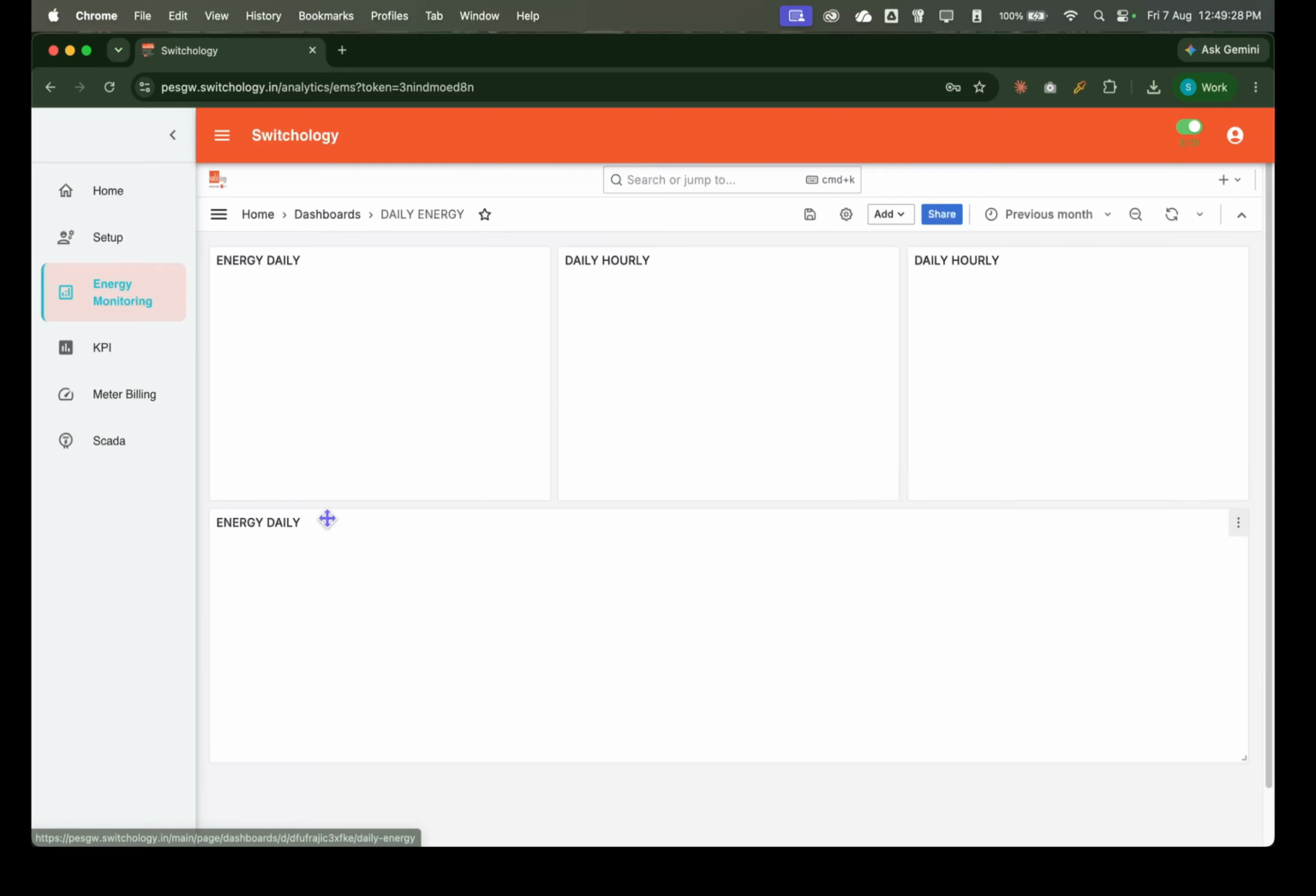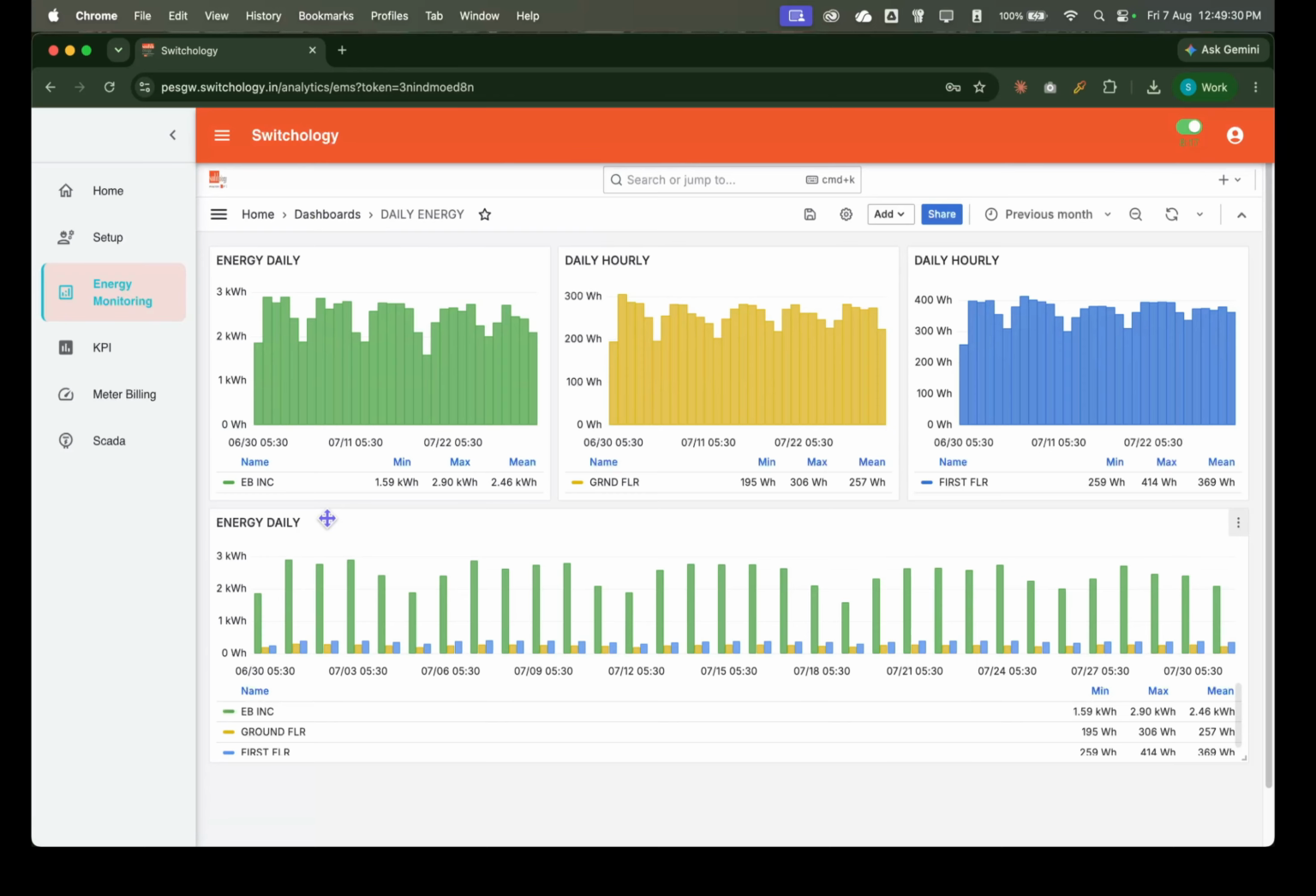Let's see a 1 month analysis. I have plotted the previous month. We are currently on August 7th, so this is for the entire month of July, from 1st of July up to 30th of July. Now you can see that during the weekdays it goes up, and during Sundays it goes down.